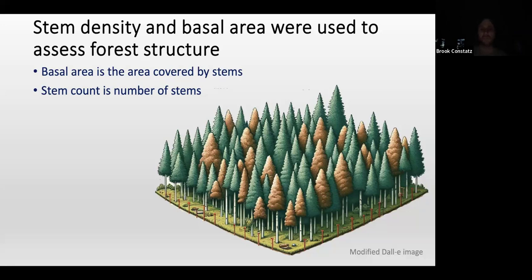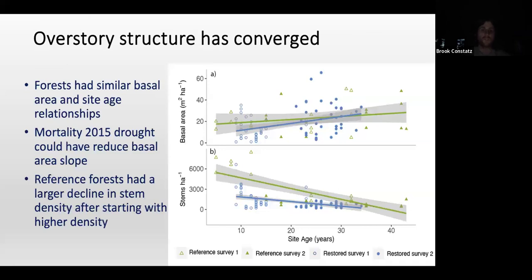Stem count is just the number of stems, so it gets you an idea of whether all that wood area is in one giant tree or in a bunch of little trees. And this tells you about the geometry of the forest, which is important for thinking about how it could change over time, but also how it could be used as habitat for different species. And so if you look at overstory structure and you look at these two metrics I just talked about, you largely find that restored and reference forests have converged, which is great. It's excellent. The basal area was lower for restored forests, but they had a larger slope. They've been growing more over time. And as they get into these middle ages between late 20s and early 30s, they've converged.